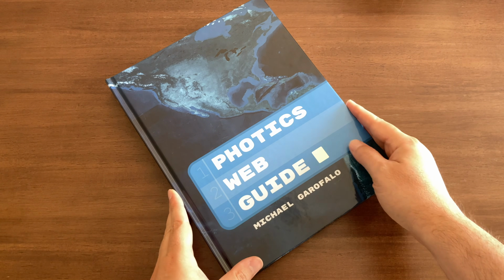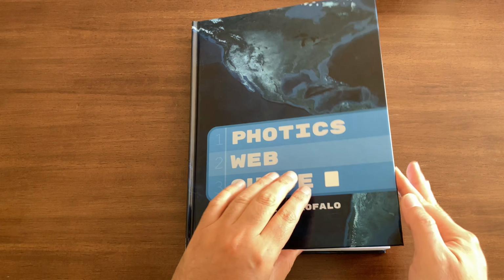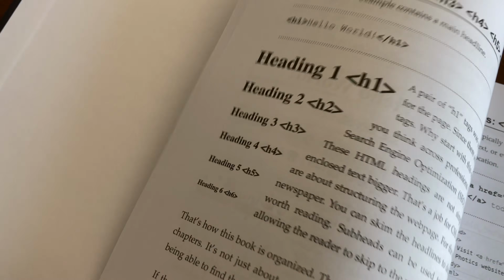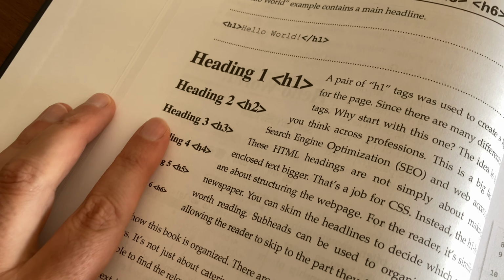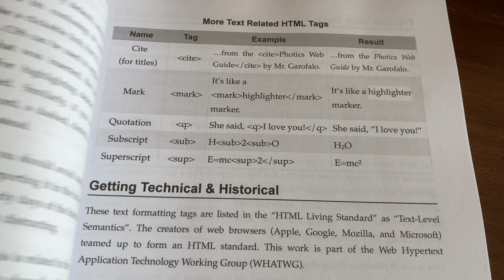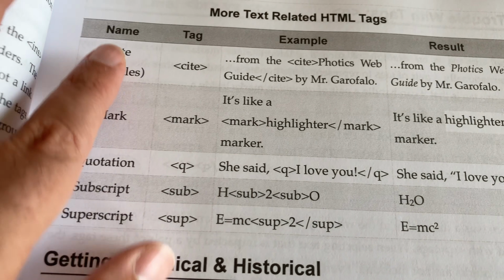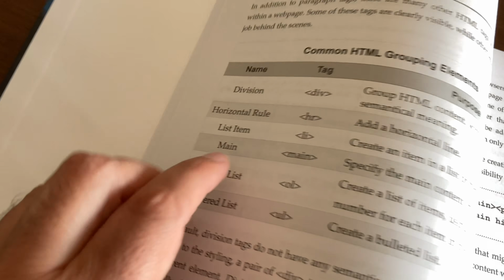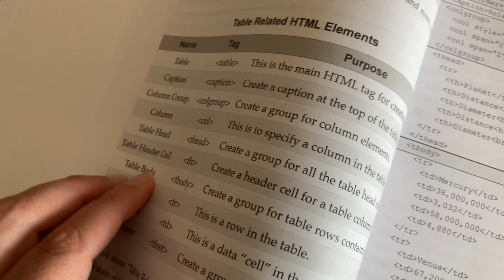The Photics web guide starts with the basics of HTML. And as you flip through the pages of the basic HTML chapter, many of the tags are explained. However, there isn't a listing for the sarcasm tag. The sarcasm tag is not mentioned anywhere in the book. That's because it's not a standard HTML element. Well, it seems to not be standard.